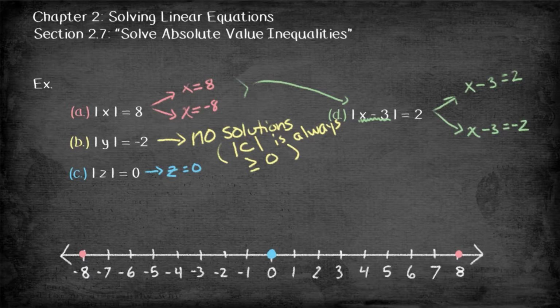But these are super easy equations to solve. And so again, we end up with two equations, two solutions like we did in part A. But since there was something else going on inside the absolute value, the solutions don't end up being opposites. So that's a possibility.